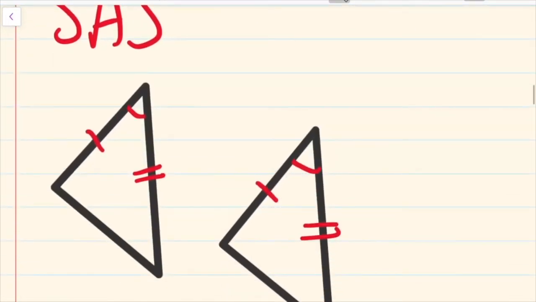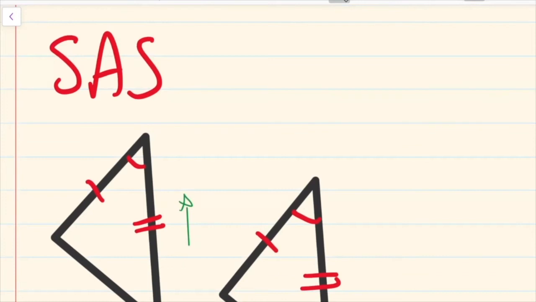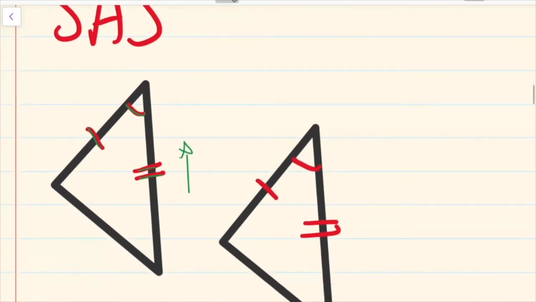Let's go with SAS. In this case, everything is so bunched up together, which is perfect. I'm not skipping anything if I go this way. The SAS stands for side, angle, side. So we know the side is equal, the angle is equal, and the side is equal. If I wanted to go the opposite way, this is how the rule works.